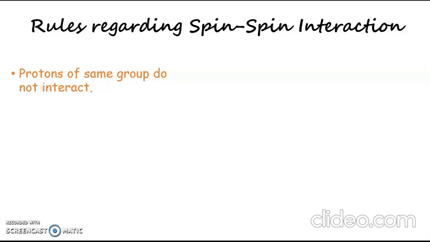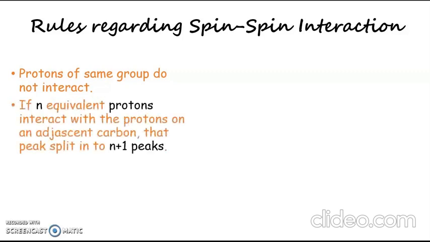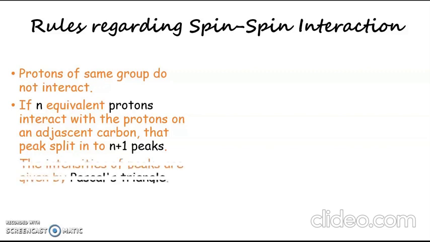Next is, if there are n equivalent protons that interact or couple with the protons on an adjacent carbon atom, the resonance peak is split into n plus 1 peaks or signals. That is, the multiplicity of the peak of a group of equivalent protons is determined by the neighboring protons. You may get that from another example. Next rule is that the intensities of the peaks are given by what is called Pascal's triangle.